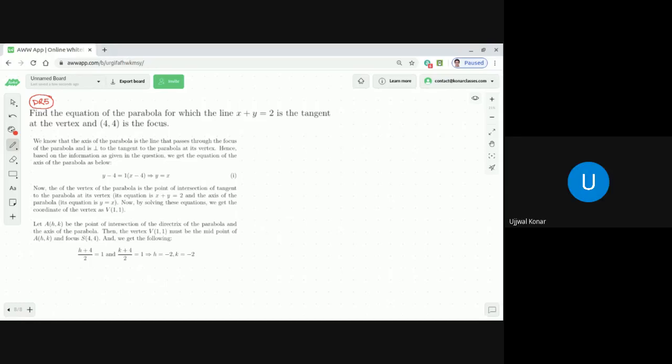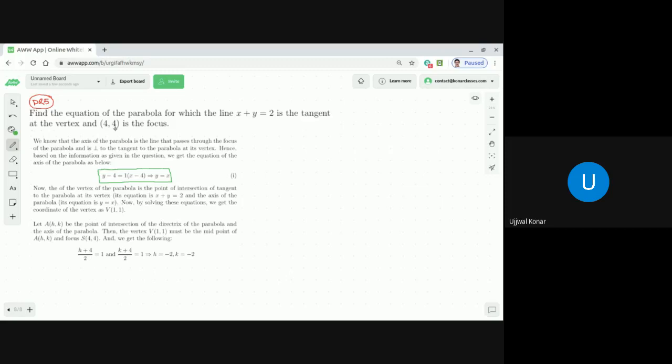We know that the axis of the parabola is the line passing through the focus of the parabola and is perpendicular to the tangent of the parabola at the vertex. Hence, based on the information given in the question, we get the equation of the axis of the parabola as y minus 4 is equal to 1 into x minus 4. Why? Because it is passing through the point (4, 4), the focus, and it is perpendicular to the tangent of the parabola at the vertex.